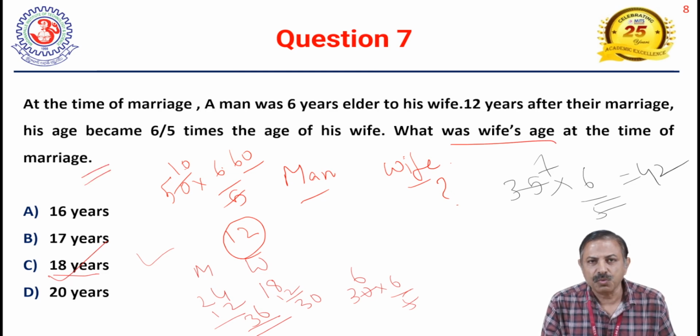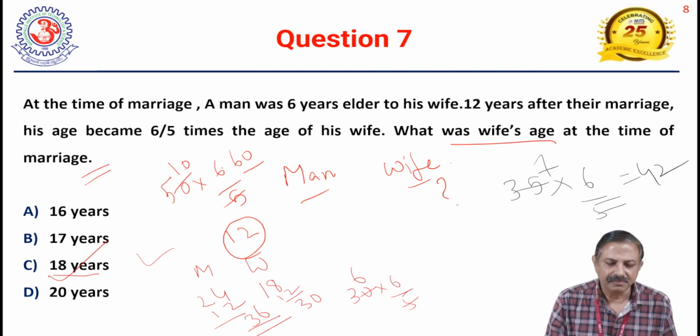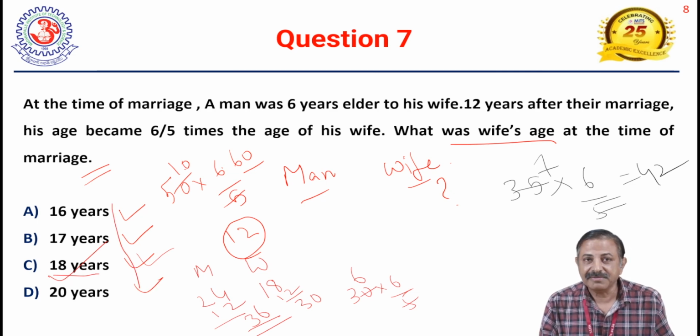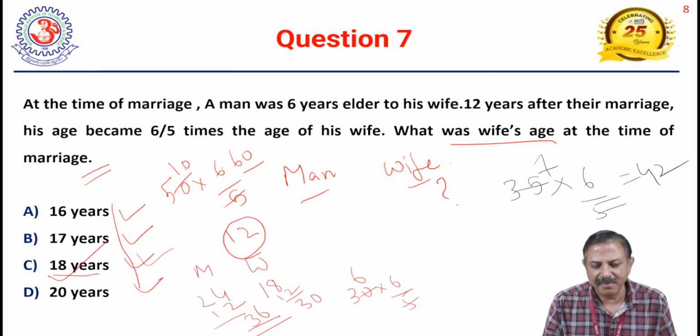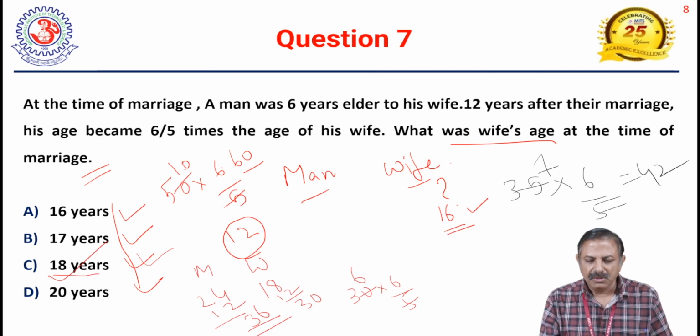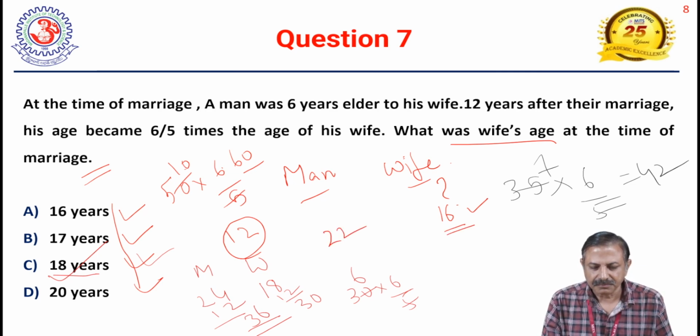So first what I'll do, what is the question? This question is what is the wife's age at the time of marriage? Immediately I'll go to the options. 16 years, 17 years, 18 years, 20 years are nothing but options for the wife's age at the time of her marriage. So let me take directly option number 1. Suppose wife is 16. Option number 1. A man is 6 years older. So 16 plus 6, man will become 22.